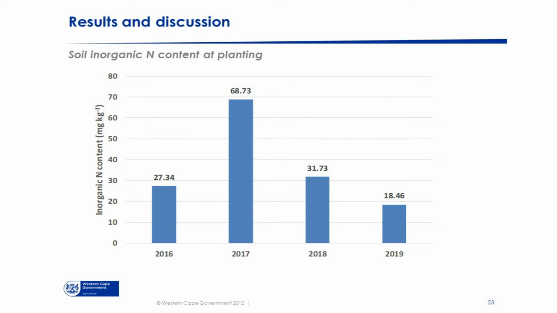But it's very difficult, because look at this situation. The inorganic soil nitrogen content in 2016 was 27.34 milligram per kilogram. 2017, it was 68.73. 2018, 31.73. And 2019, 18.46. So you cannot just guess that this is the amount of nitrogen that will be there. So you actually have to go and determine how much nitrogen is there at plant. It will assist you in making the final calculations.